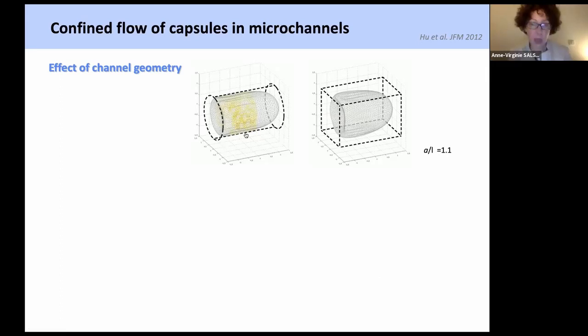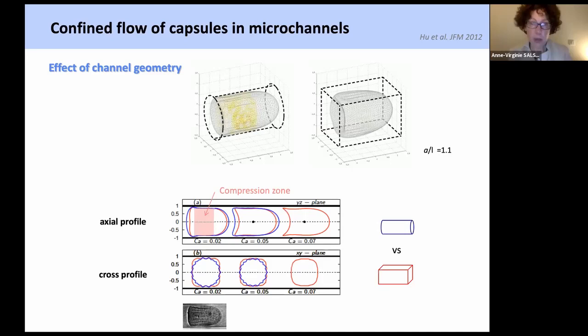Here the colors give you the negative tensions. I can show you the movies again. And by comparing the two movies, we directly see that we have more compression and more negative tension when the capsule is in the cylindrical channel. This is due to the fact that the capsule is more confined. Because on the right, we have the external corners, and the flow is almost unconfined in the corners of the channel.